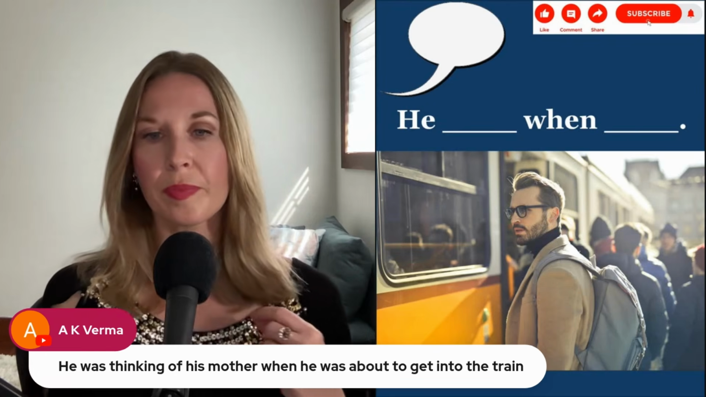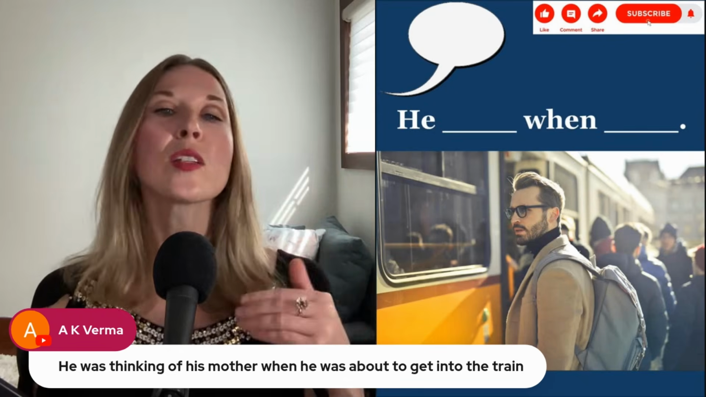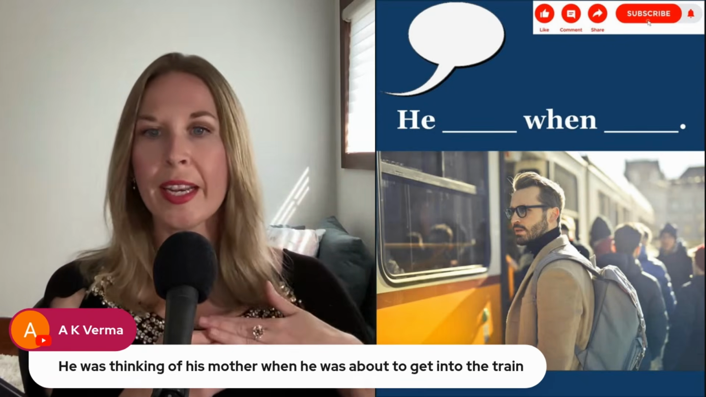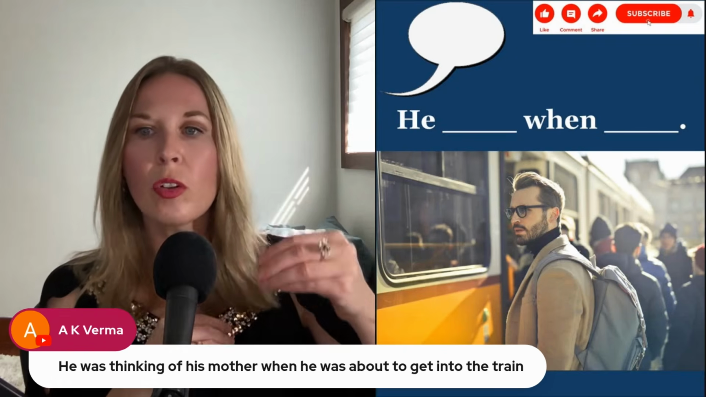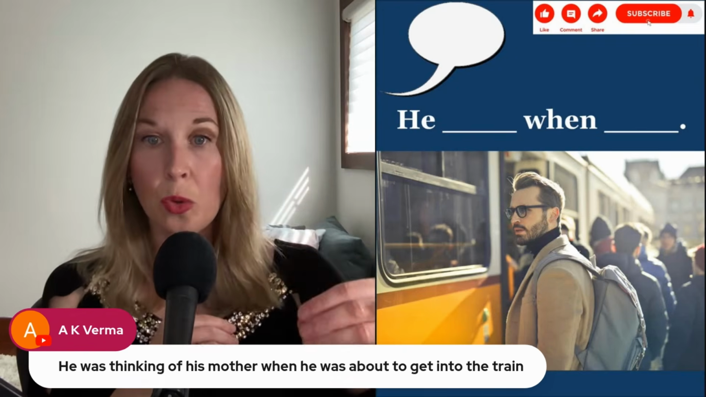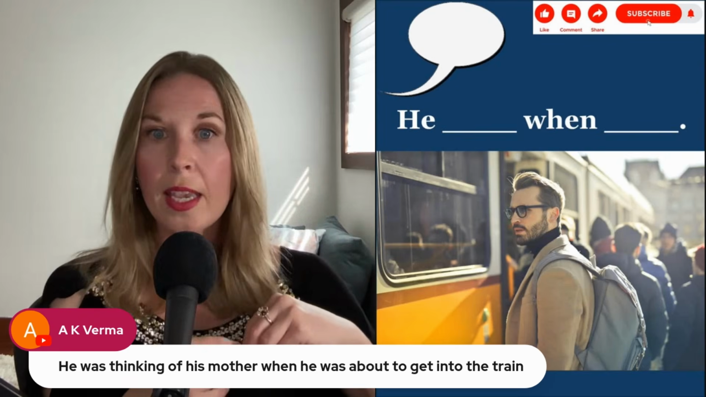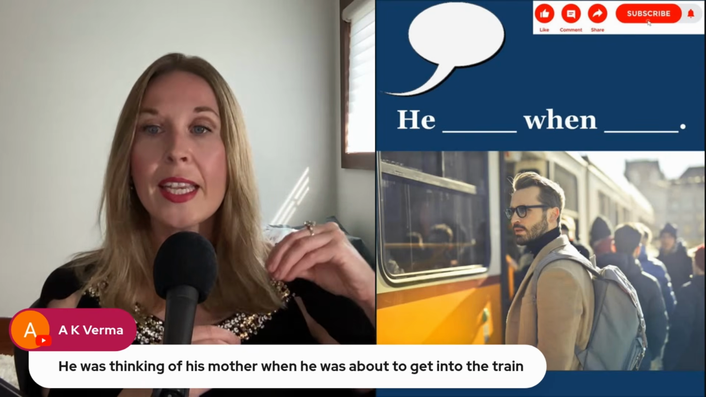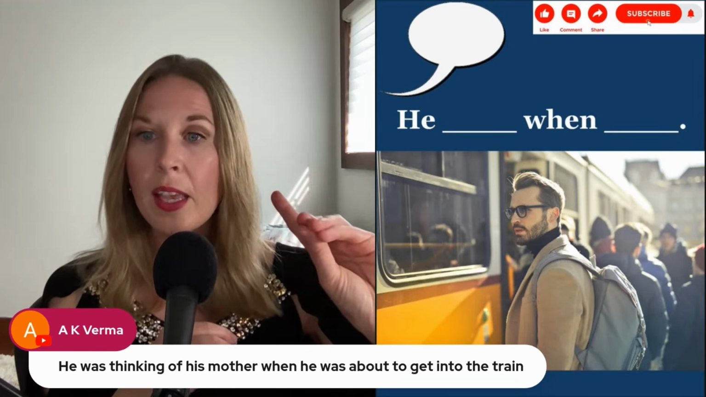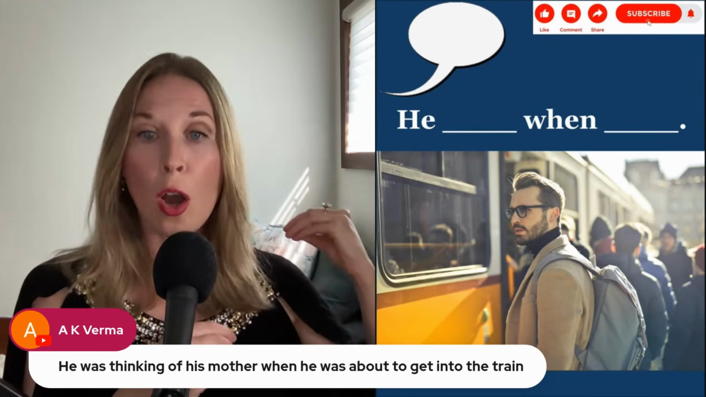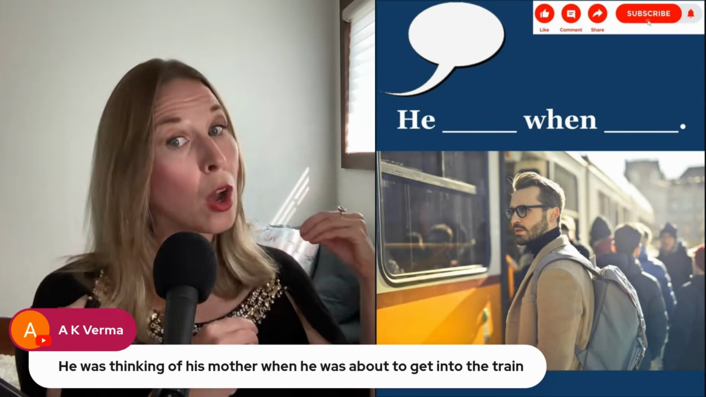Exactly. I would say get on the train because when you enter a train, that's the literal definition or the literal translation of what he is doing. He is entering the train, but native speakers don't say that. A native speaker would say he's getting on the train. And then the opposite is he's getting off the train. So I wouldn't say get into the train, get out of the train.